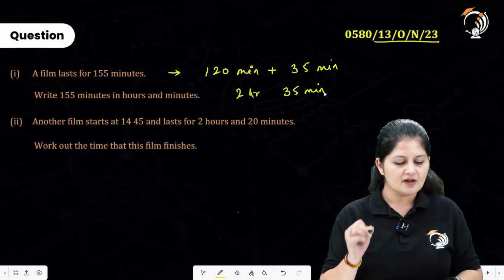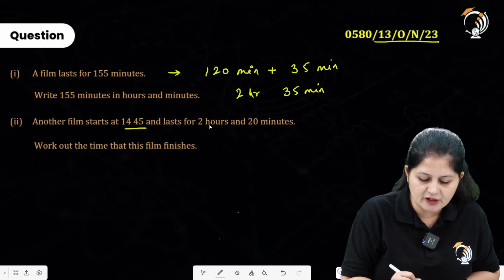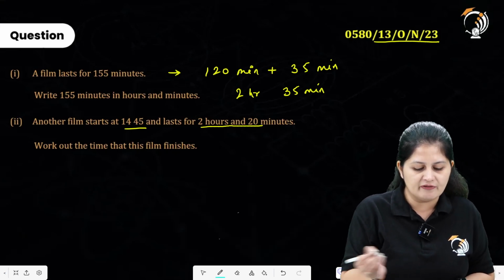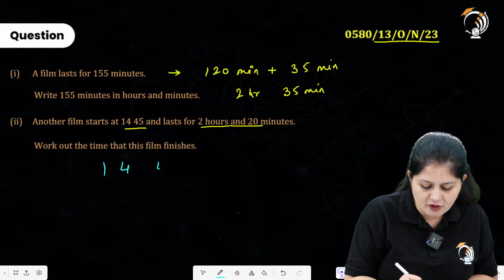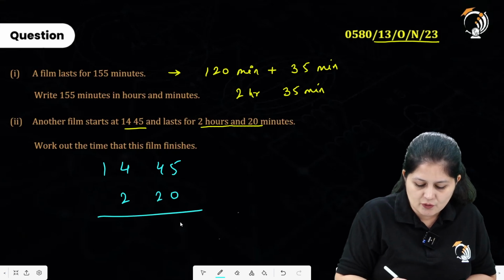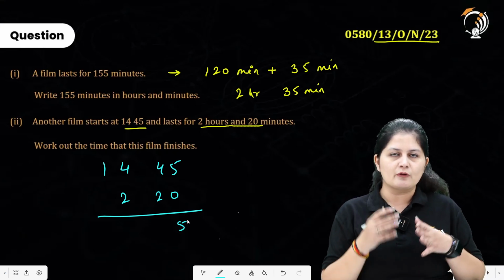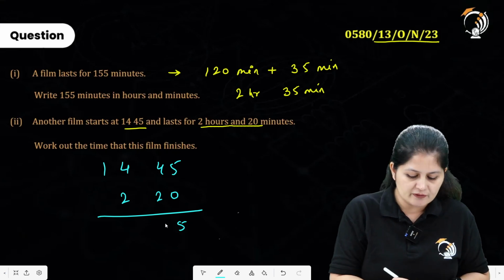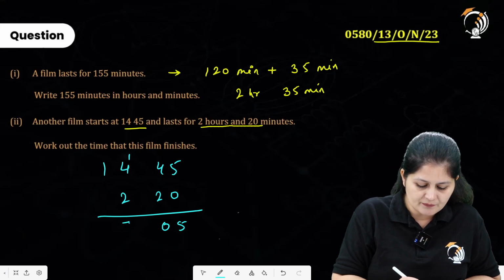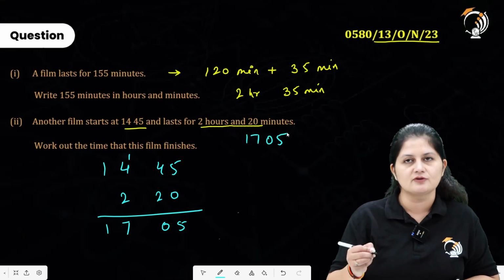Clear? Moving to the second subpart of the question, another film starts at 14:45 and lasts for 2 hours and 20 minutes. Work out the time when the film finishes. So that is going to be 14:45 and we are going to add 2 hours and 20 minutes to it. So 45 plus 20 is 65. So we are going to take 60 minutes to the hour side. So we will be left with 5 minutes here and 1 hour will be added. So this is going to be 1705. So the film is going to end at 1705. Okay.